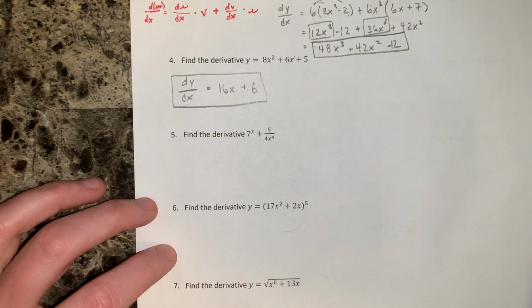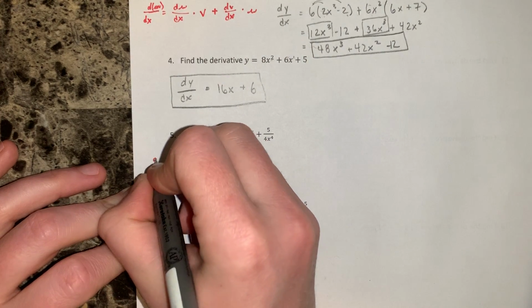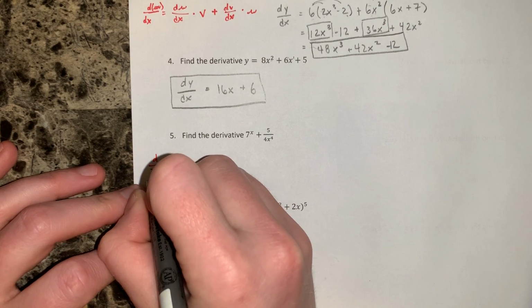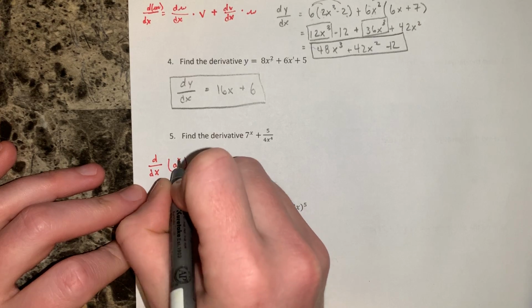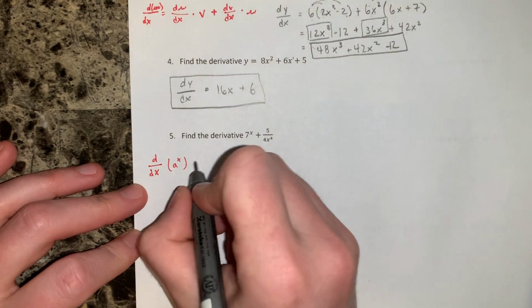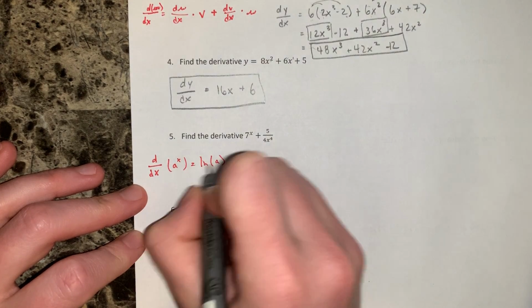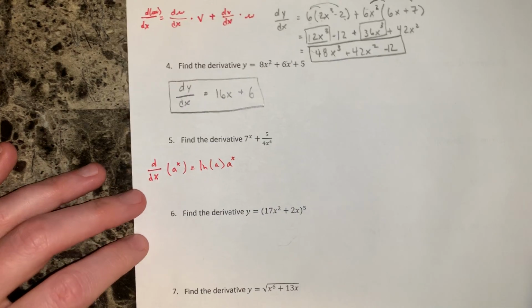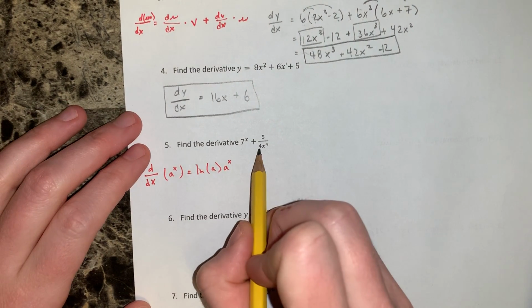Number 5. So for number 5, we are going to use the rule for a number to a variable power. And so the derivative of this is going to look like, if I have some number to the x power, it's going to change it to the natural log of whatever this base is times whatever I started with, so the number to the power. Okay, so we're going to do each of these individually.